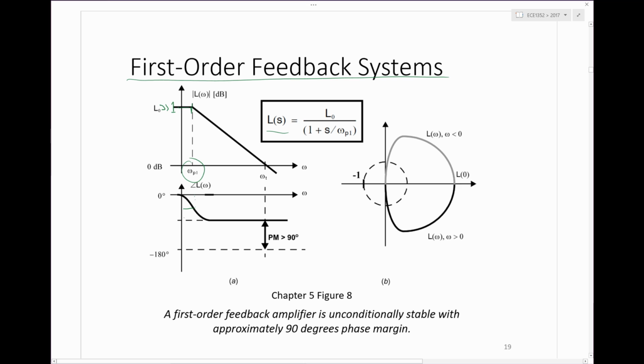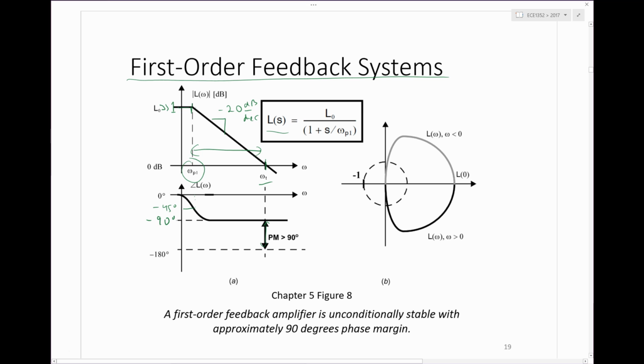At omega P1, we've got 45 degrees phase shift. And then beyond that, we start rolling off at 20 dB per decade, finally intersecting with the unity gain frequency, omega T. That's the unity gain frequency of the loop. So it doesn't matter how far apart the unity gain frequency and pole are. We're always going to have at least 90 degrees of phase margin if it's a pure first order feedback system, because there's only one pole and each pole only introduces 90 degrees of phase shift.